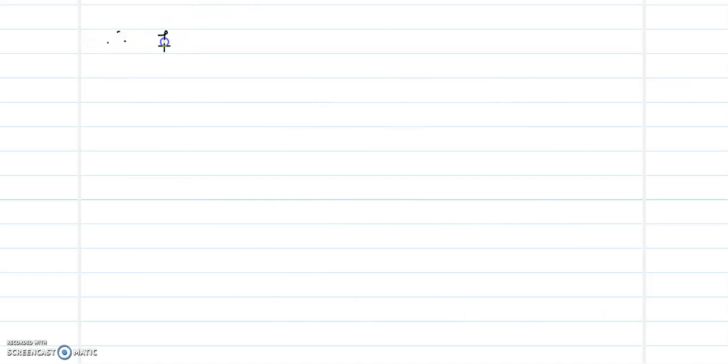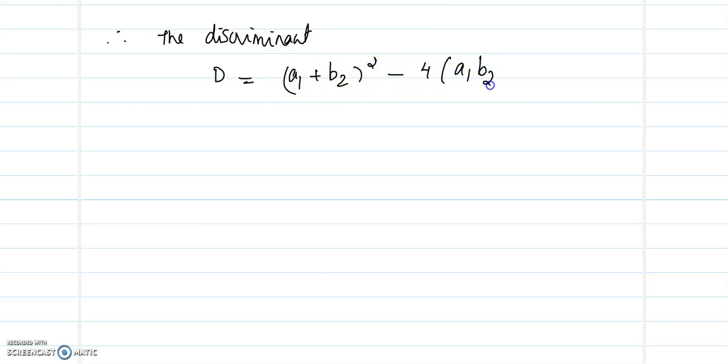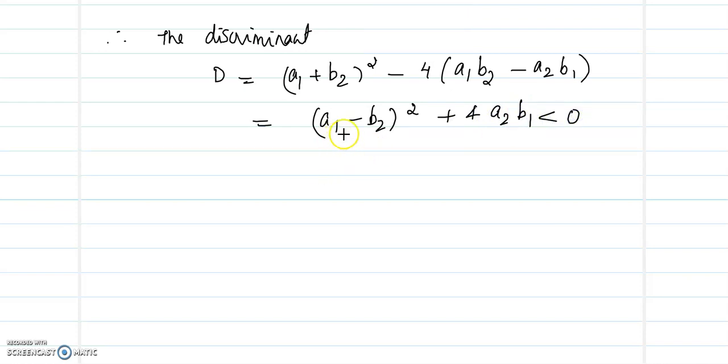So the discriminant is given by b square minus 4ac. So we will get (a1 + b2) whole square minus 4 (a1 b2 minus a2 b1). Now this can be simplified as (a1 minus b2) whole square plus 4 a2 b1. So this is the value of the discriminant, which must be negative.